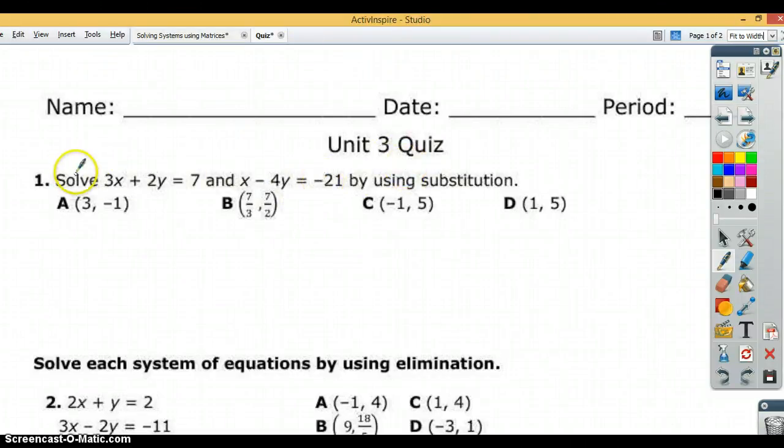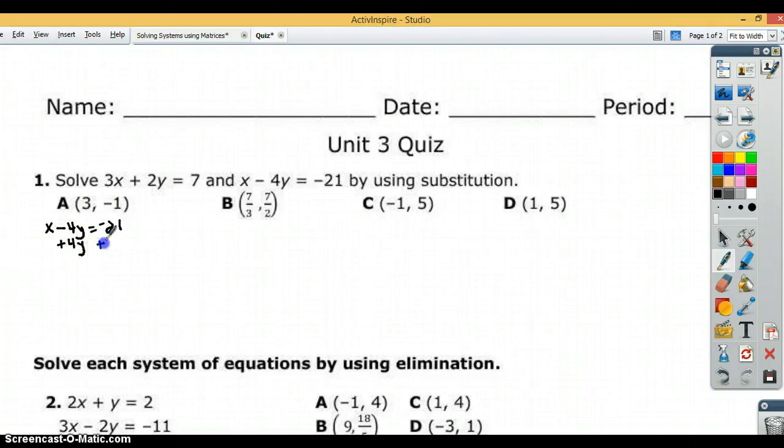So, our first one is we want to solve 3x plus 2y equals 7 and x minus 4y equals negative 21 by using substitution. Honestly, if you could solve it without using substitution, that was fine. We're going to show you how to do this using substitution. So, we have to solve one of these for one of our variables. I'm going to pick this equation because the coefficient of x here is 1. So I have x minus 4y equals negative 21.